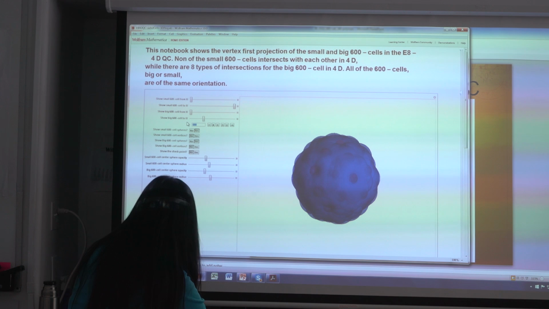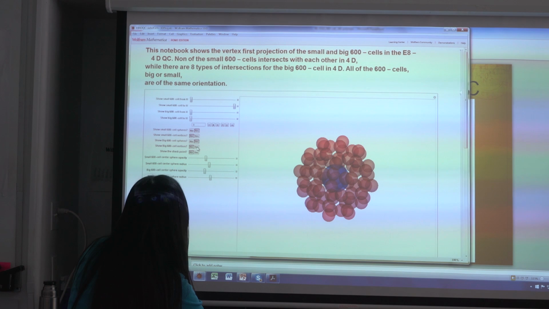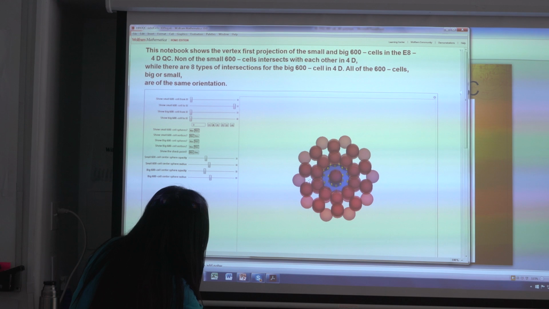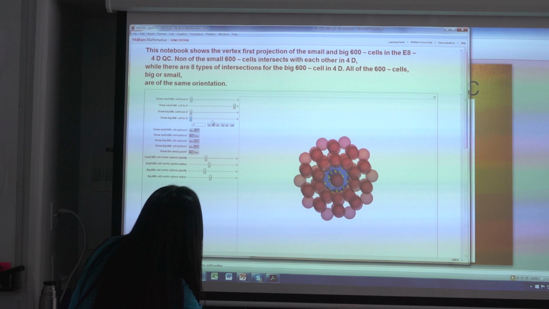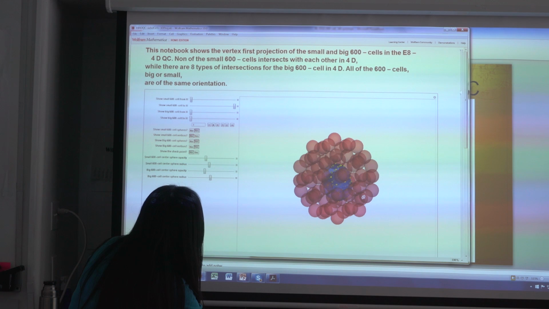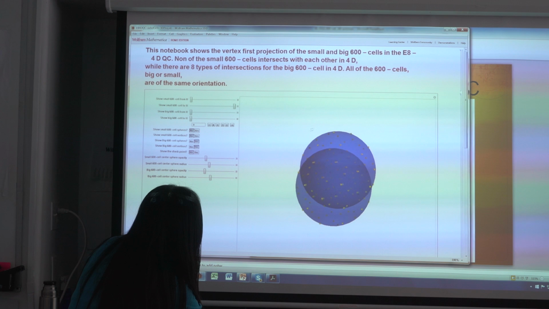If I show the vertices of the big 600 cell, you can see. So that's a big 600 cell, and the pink one is the small 600 cell. The yellow points are the vertices of the big 600 cell. If I show more 600 cells, they totally intersect with each other. But the small ones don't. Can you hide the pink ones, just while you show this piece? Sure. There you go. So that's one of the intersections.